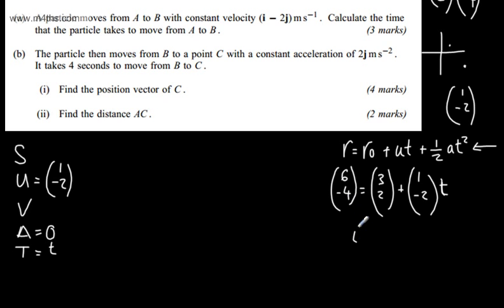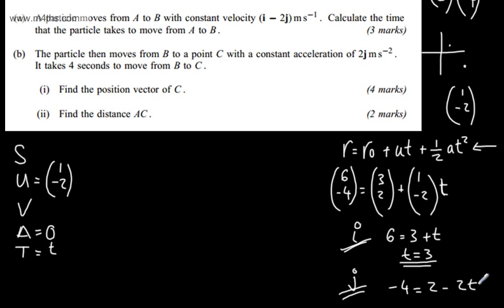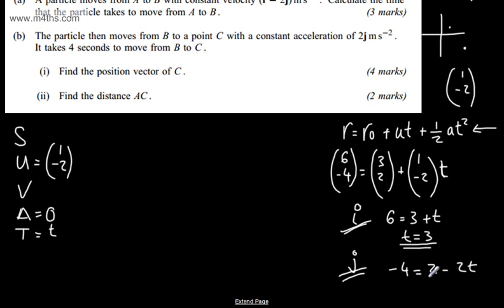These should be consistent. So if we solve for the i component, we can see that 6 is equal to 3 plus t, so we can say from that t is equal to 3. I could have gone ahead and solved for the other one. So the j component, we equate those and we say that negative 4 is equal to 2 minus 2t. Subtracting 2 and dividing by negative 2, t will of course be 3 as they're consistent.